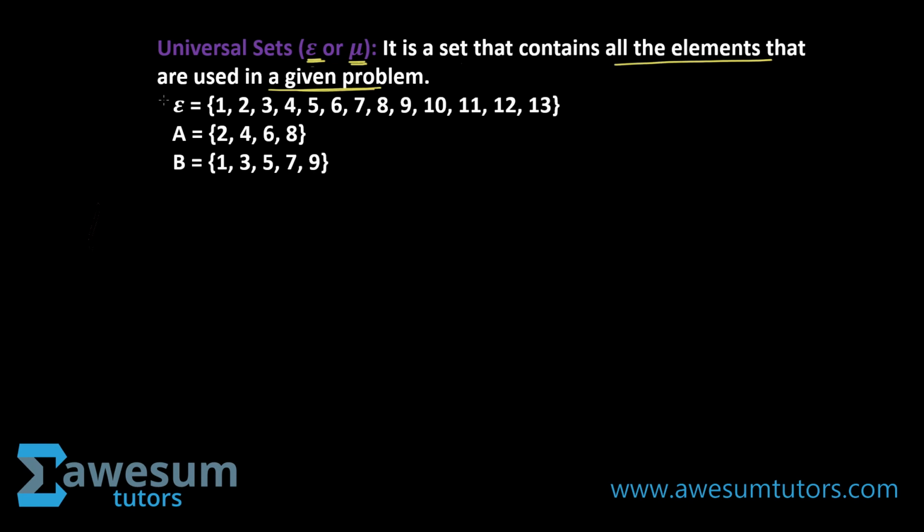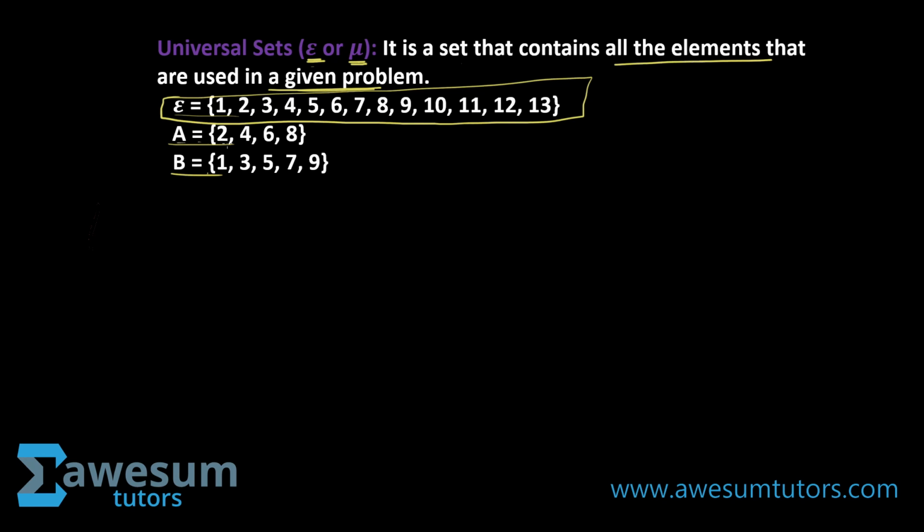So if you have a given problem, all the elements that are used, okay? Let's assume that you're going to be using this in a problem set. So you have been given this set A and this set B. If you take a look at this, you realize that all the elements in A and B can be found right here. Therefore, this is your universal set. A universal set is a set that contains all the elements that are used in a given problem.